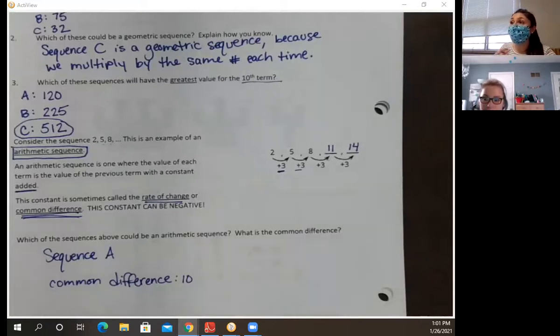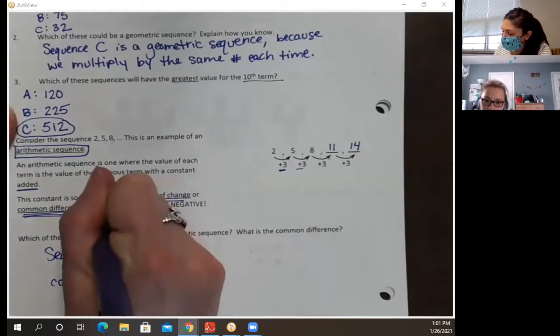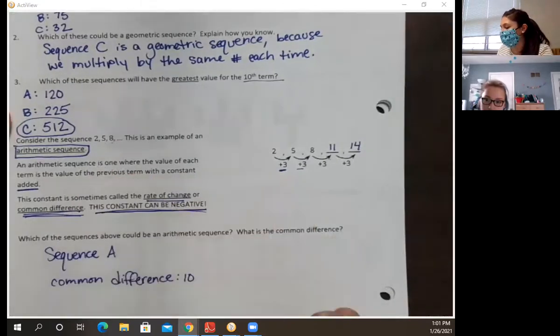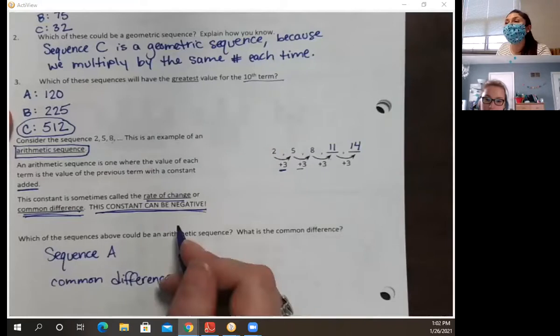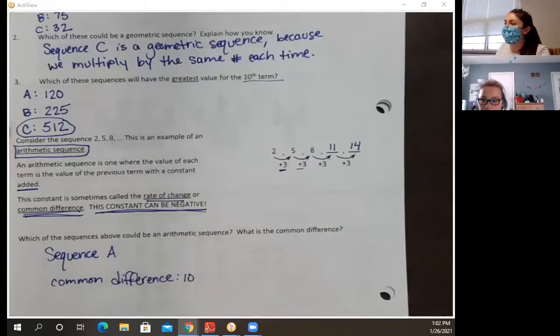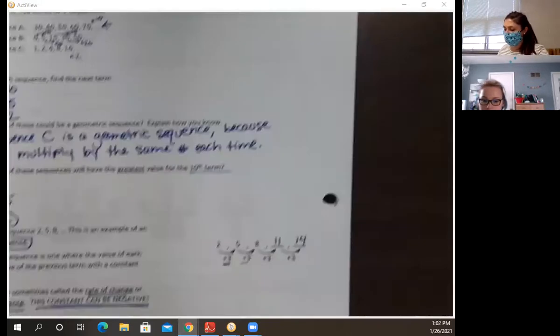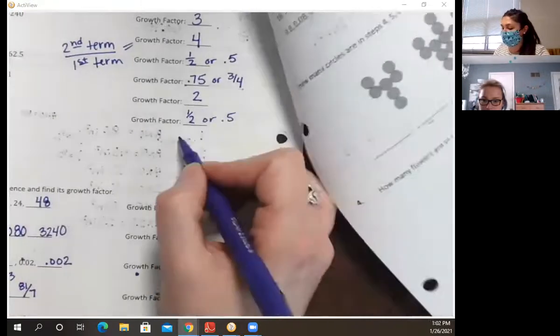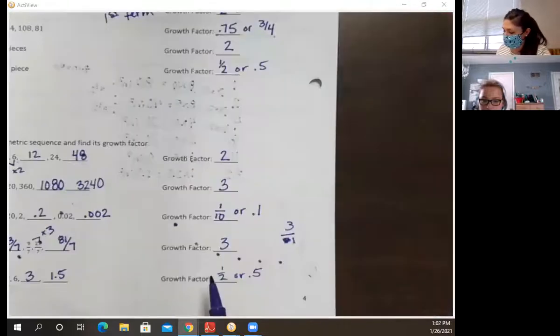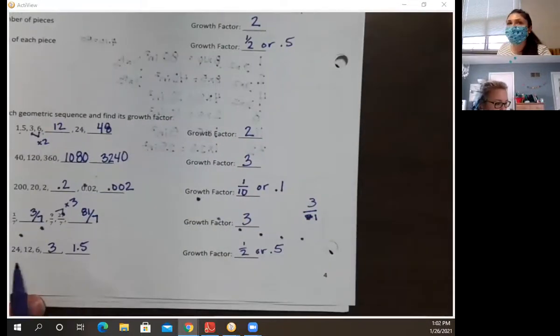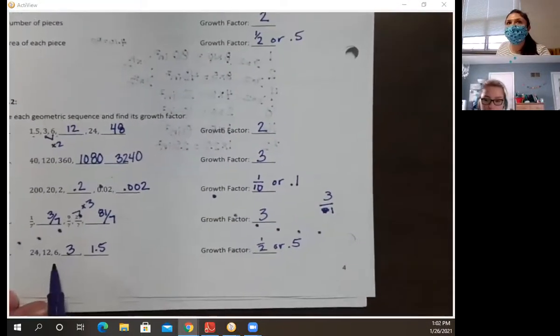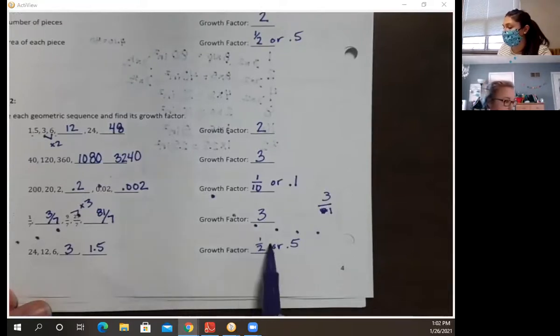This time with arithmetic, we're adding instead of multiplying. And I want you to notice here, it says that our constant, our common difference, or our rate of change can be negative, okay? So when we looked at our geometric sequences last time, we had some that were fractions. Here we thought about this pattern here is dividing by 2. Since we needed to write it as multiplication, we wrote we were multiplying by a half or 0.5.